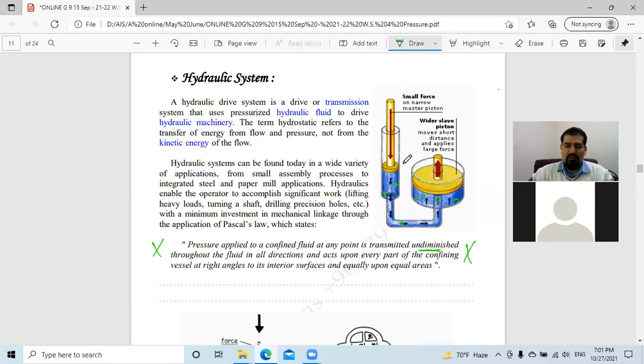Okay, so again, in a hydraulic press, any hydraulic system has two pistons, which have two different surface areas.